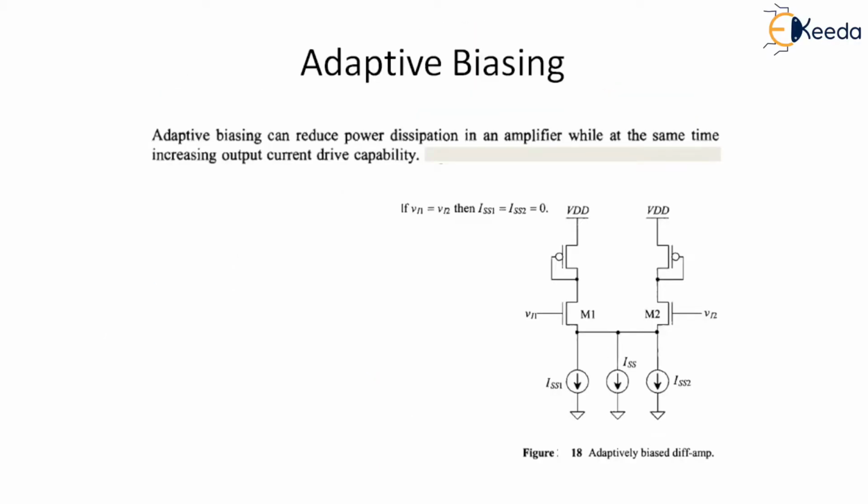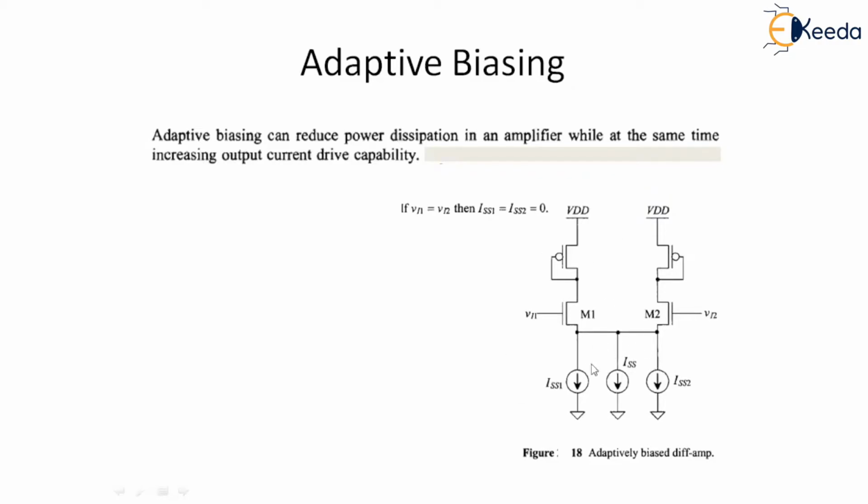Adaptive biasing, why adaptive biasing? Because it can reduce power dissipation in an amplifier while at the same time it can also increase the output current driving capability.